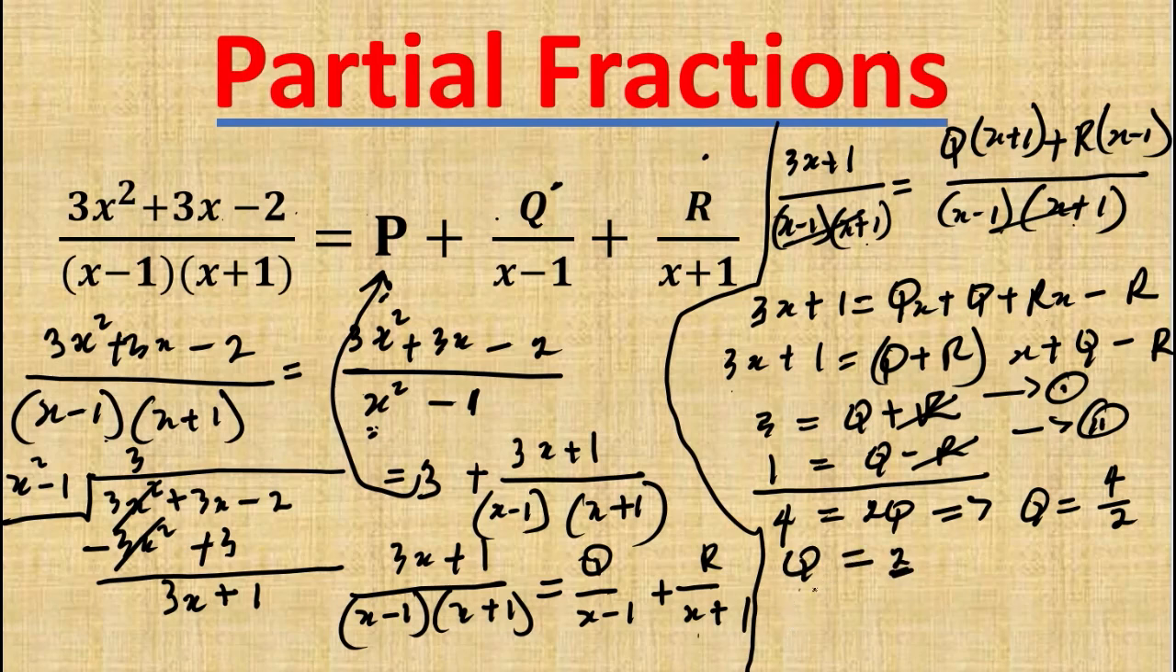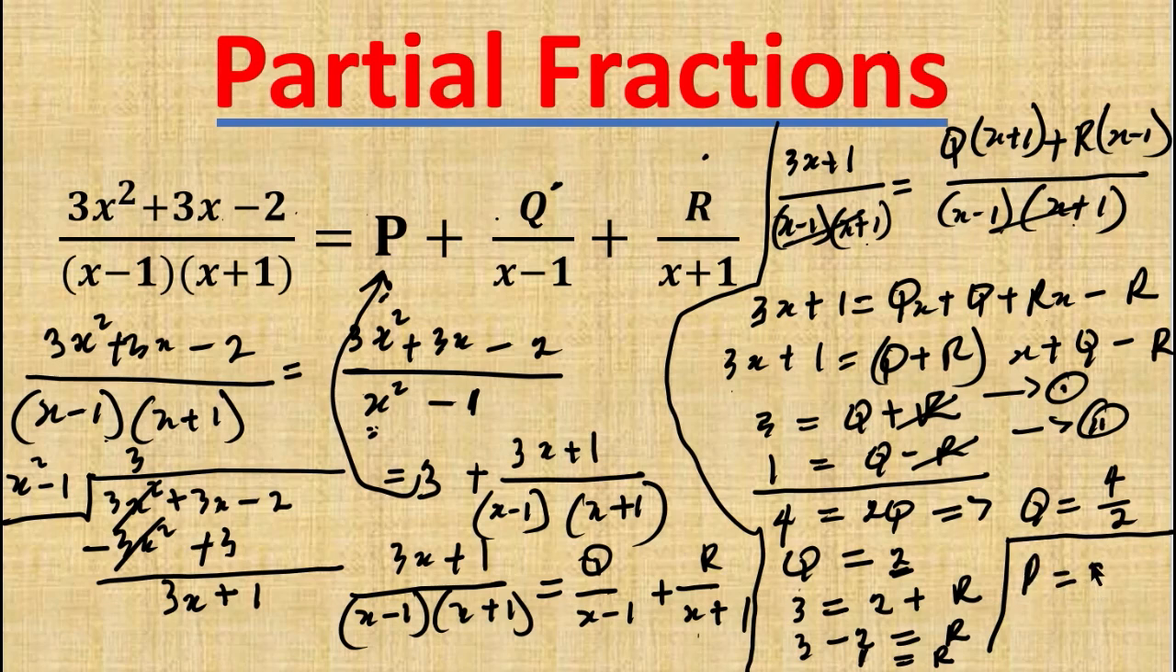So that if q is equals to 2, and from equation 1, we have that 3 is equals to q, which is 2, plus r. I can easily say that 3 minus 2 from here is equals to r. Obviously r now is equals to 1. So conclusively, we can draw a conclusion that my p is equals to 3, my q is equals to 2, and my r is equals to 1.